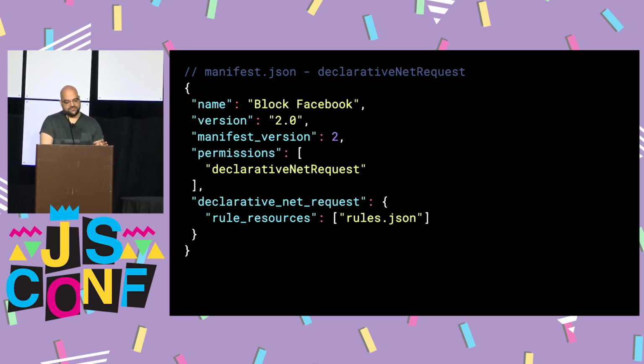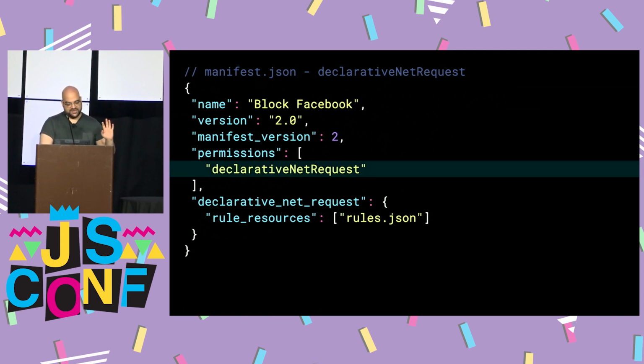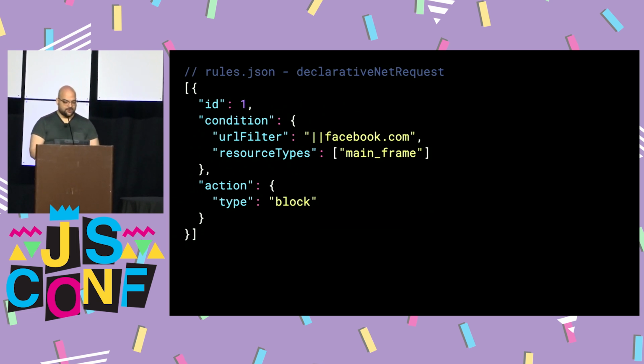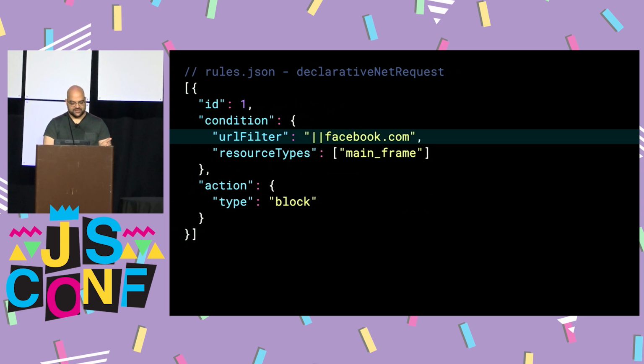The way this would look in the declarative net request world is we replace all those permissions with a simple one, declarative net request, with no additional host permissions, no additional ability to inject content. And we now have a rules.json, which will define the network request modification rules that Chrome will execute. Our rules list is pretty simple. All we're going to do is, if we see a request for Facebook.com, we're going to take the action block. That's it.